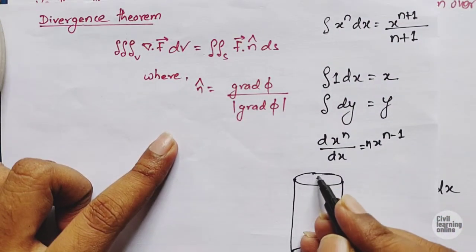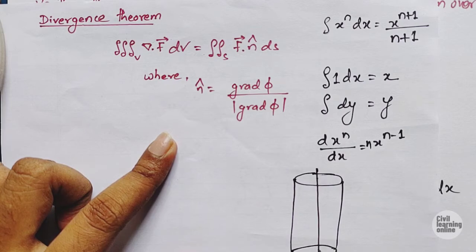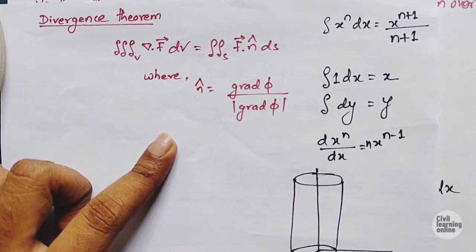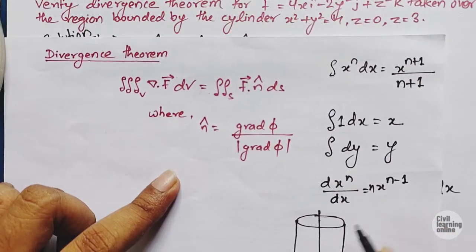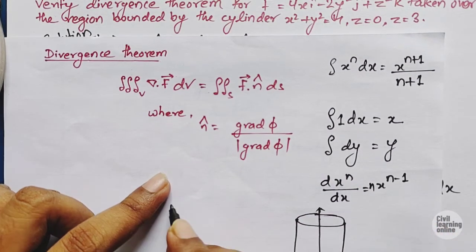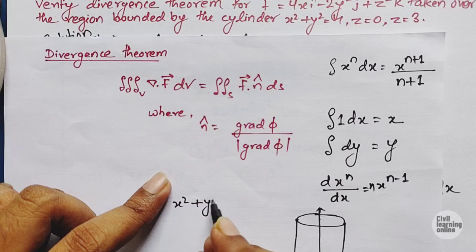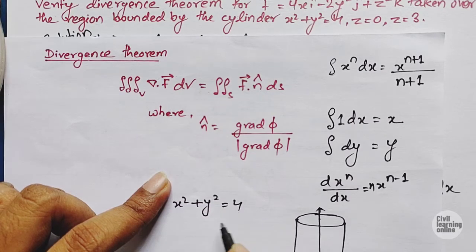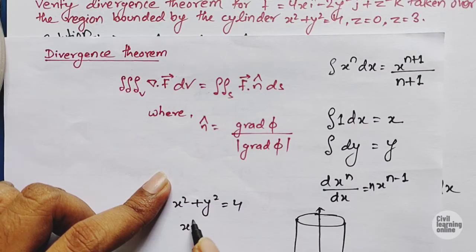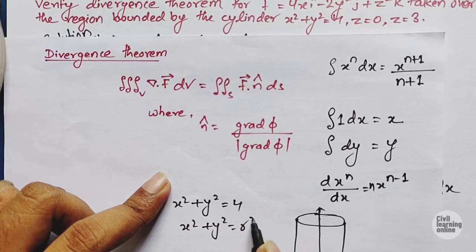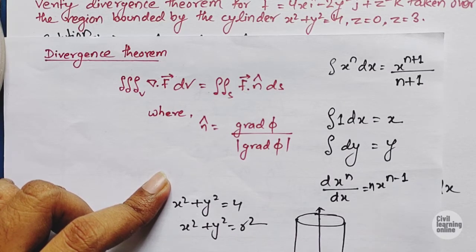The circle has the equation x square plus y square equals 4. We are provided with this equation, and because we know that x square plus y square equals r square is the equation of a circle, we will have r square equals 4, which is 2 square, so the radius of the circle is 2. So here it is 2.